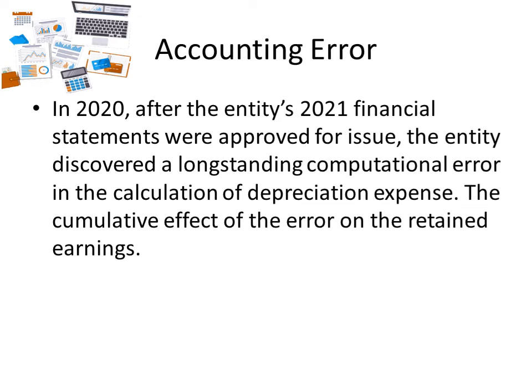Example, in 2020, after the entity's 2021 financial statements were approved for issue, the entity discovered a long-standing computational error in the calculation of depreciation expense. Take note, this is not an accounting estimate, because there is a wrong calculation of depreciation expense, not a different estimation of the life of the asset, okay? Because it was specifically stated it's a computational error. So, the cumulative effect of the error on the retained earnings.